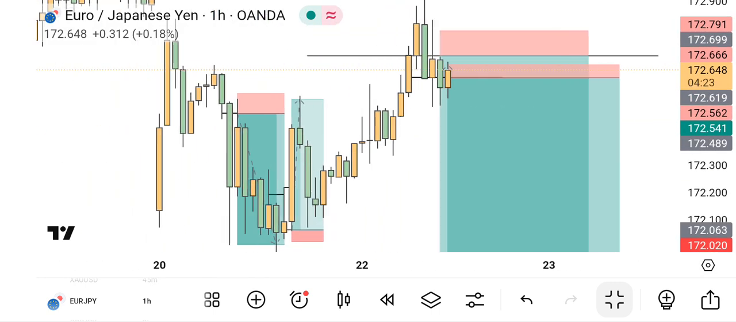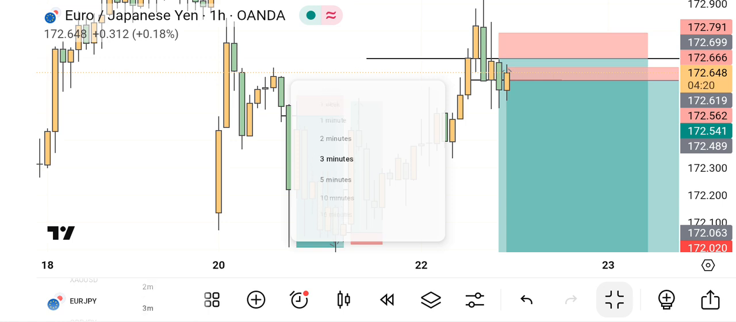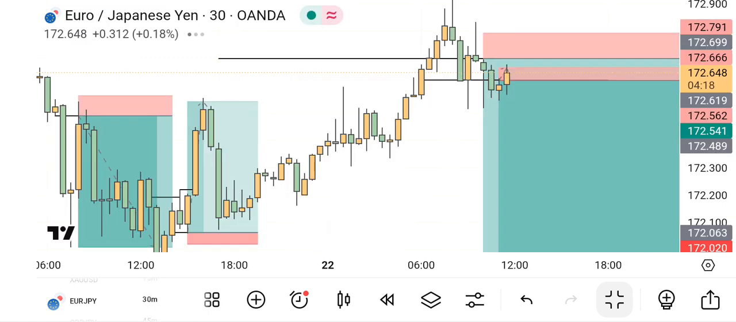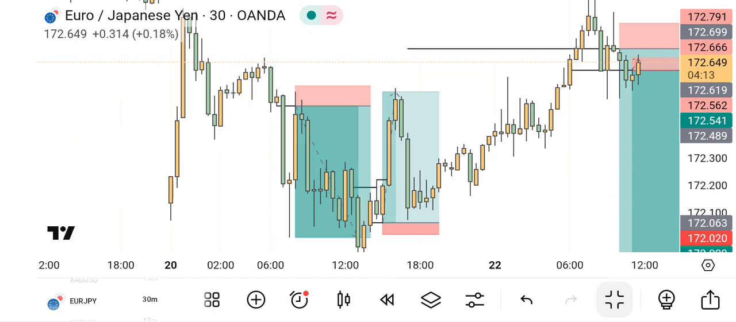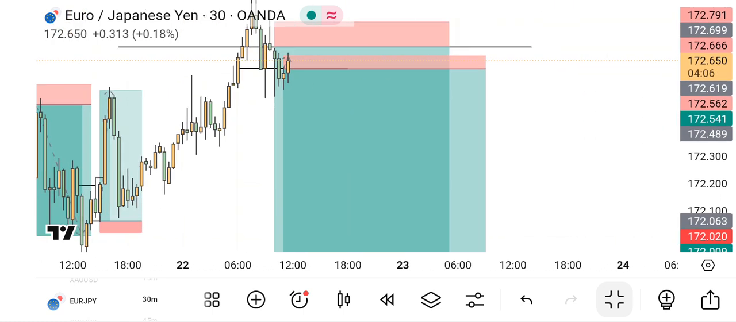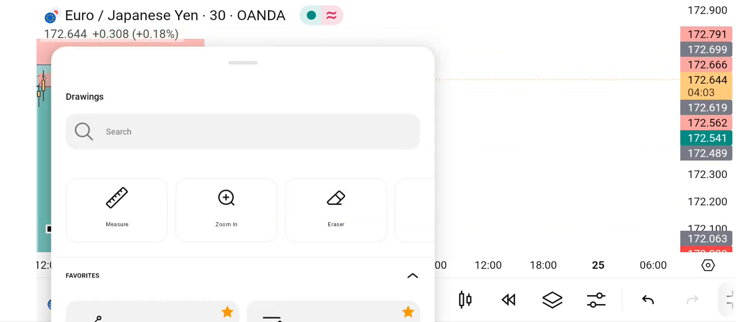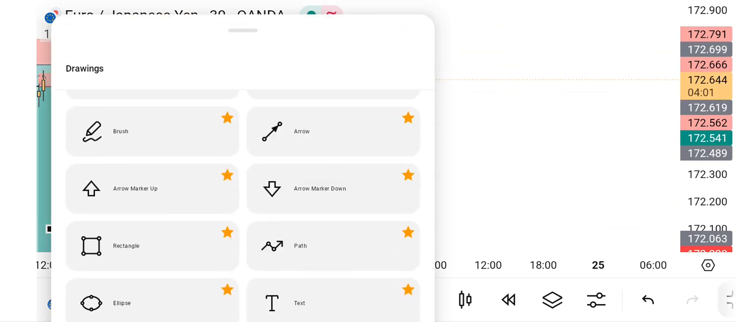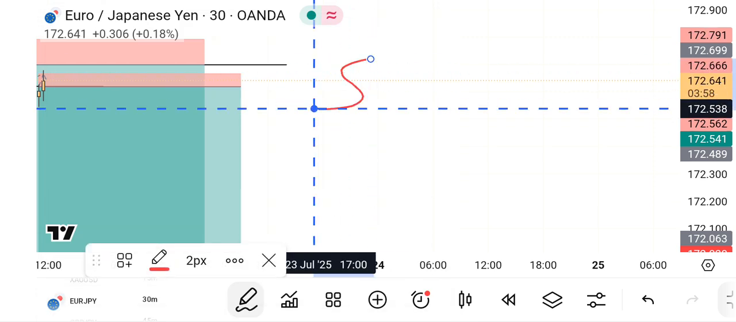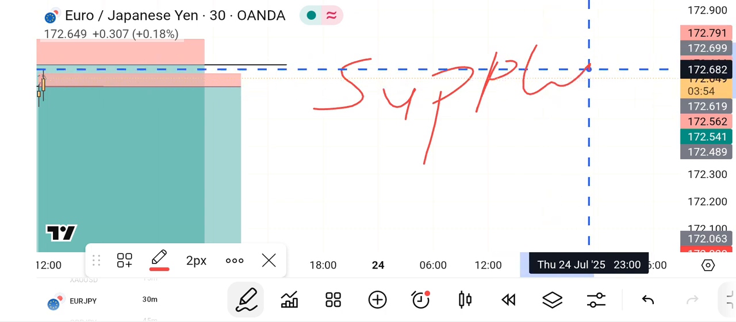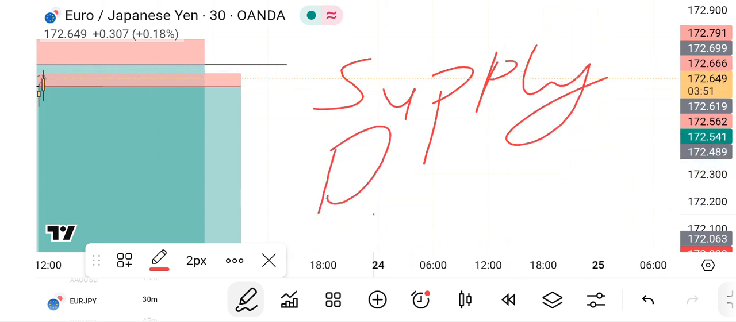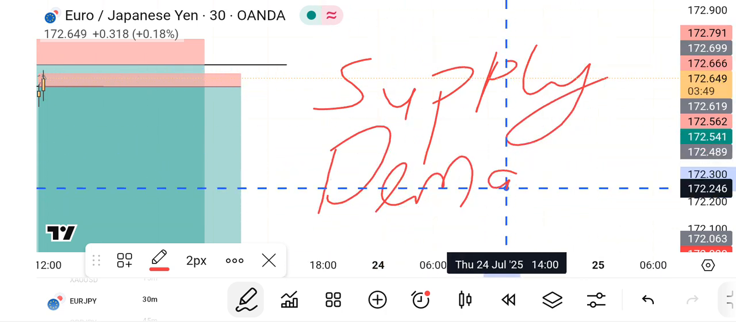The first trade was, I think, on the 30 minutes time frame. Yeah, it's on the 30 minutes time frame. So just using the supply and demand zone, we have the supply and we have the demand.